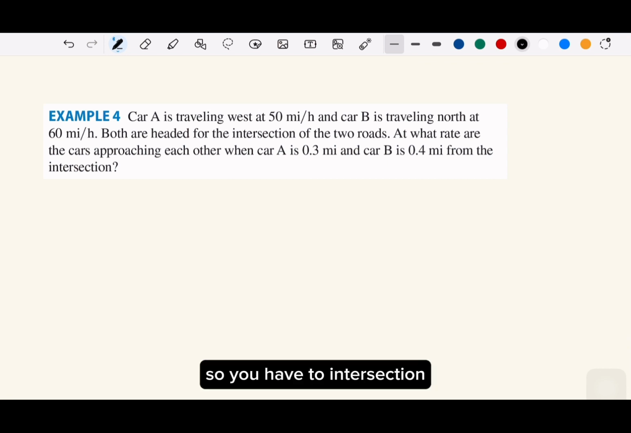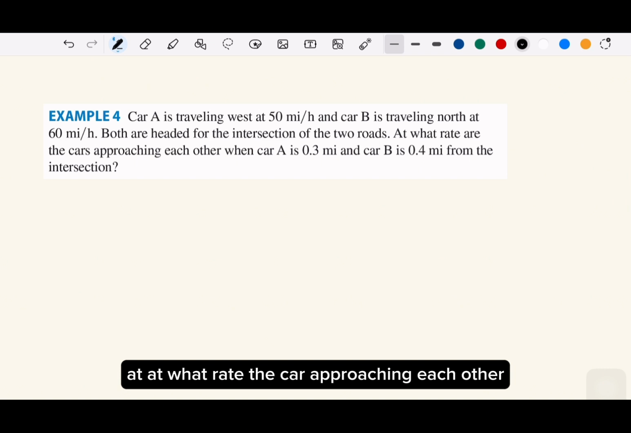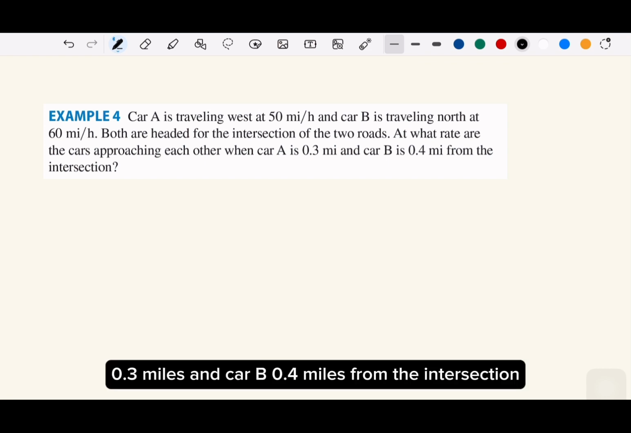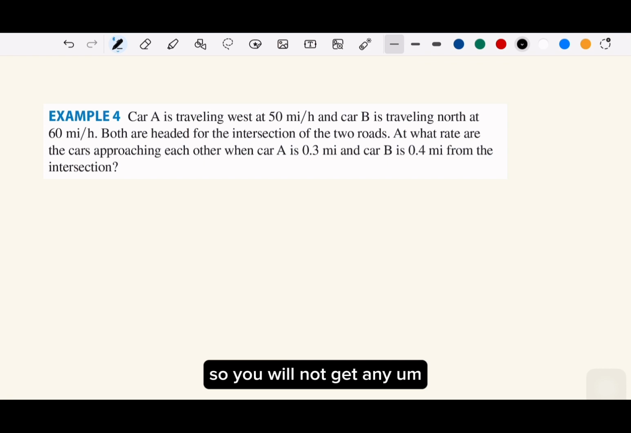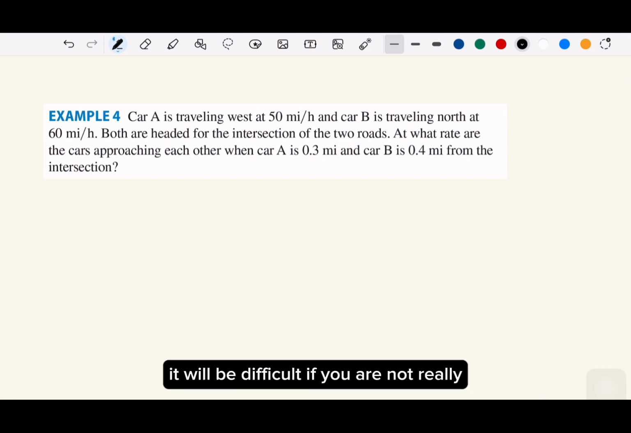So you have the intersection, and suppose that both cars will meet. At what rate are the cars approaching each other when car A is 0.3 miles and car B is 0.4 miles from the intersection? Maybe it will be difficult if you do not really visualize this in the system.